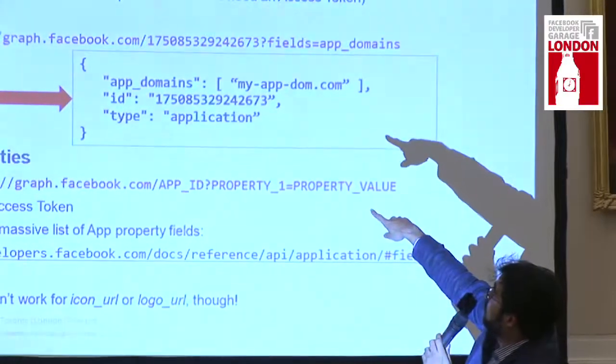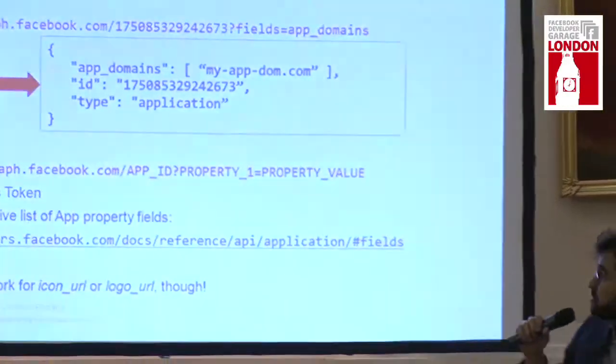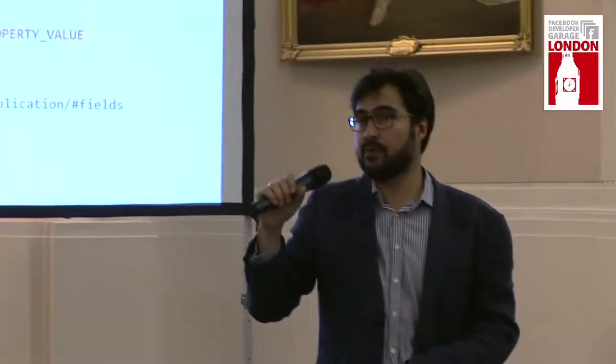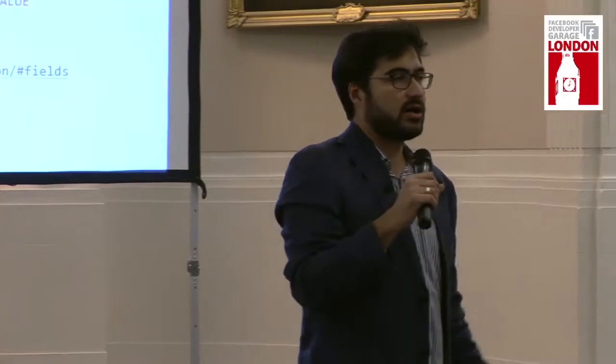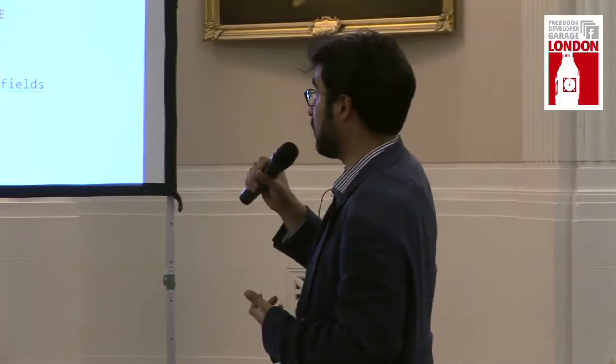I'm just asking for the app domains of my demo test app, and it's come back with a bit of JSON. Really quite straightforward. You can also set properties by posting to the same endpoint, passing along the property name and property value. For that, again, you need the app access token. There's a huge list of app properties, all kinds of stuff, like the secure tab URL is a great one. If you manage a lot of applications, you'll find that using this as a tool will really decrease the amount of donkey work you have to do. You can automate a lot of your processes, and it becomes really powerful.